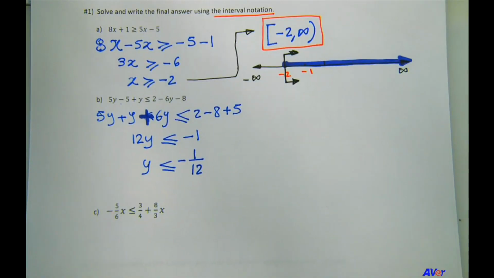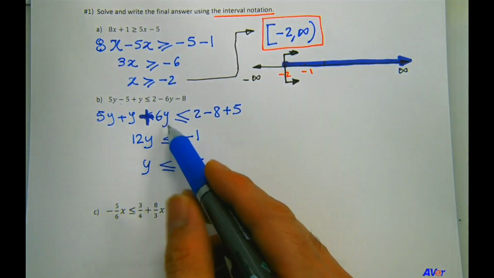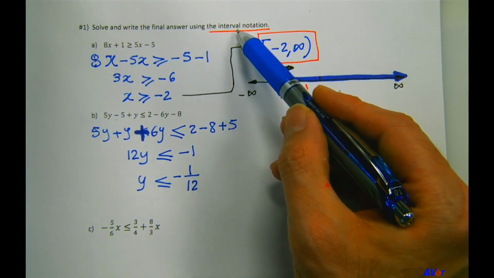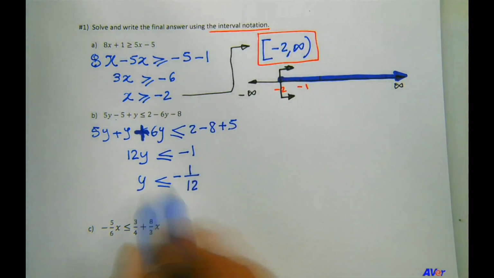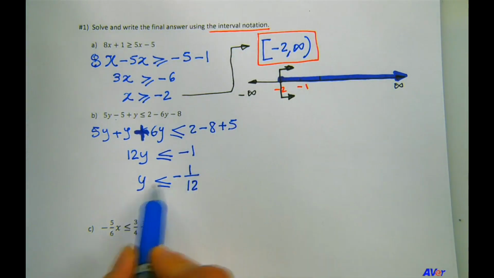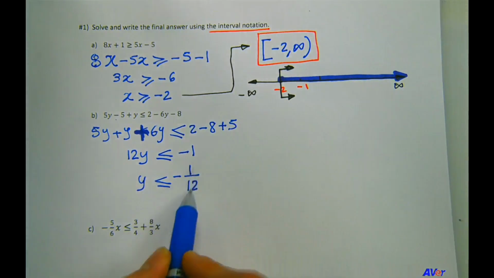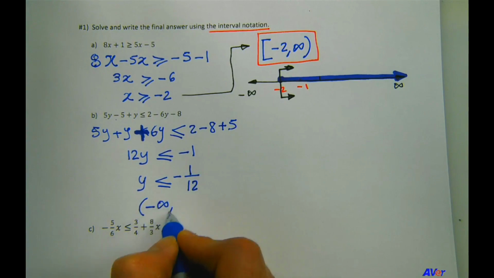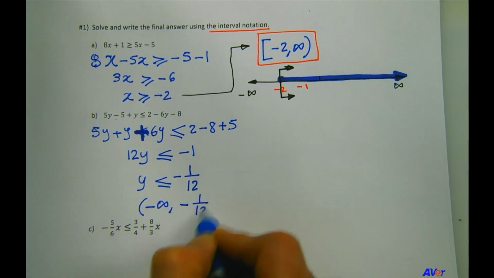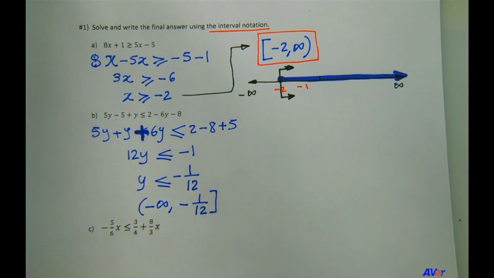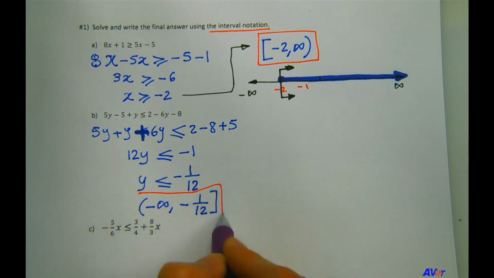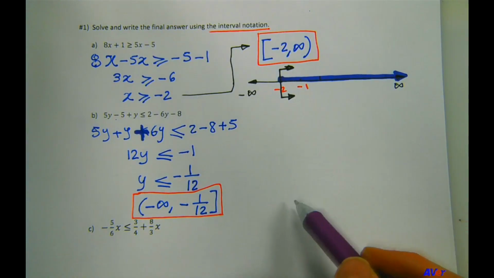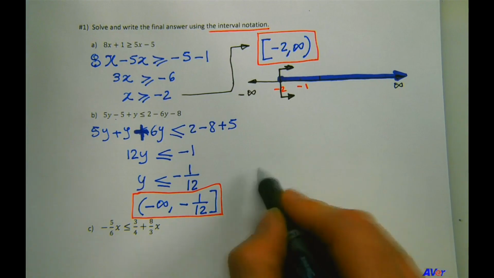Okay? So we've solved the inequality, but we still haven't written our answer using the interval notation. So let's do that. This is anything equal to or less than -1 over 12. So this would be parenthesis -infinity, comma, -1 over 12, bracket. And I hope this answer matches what you have. We have a little bit of blank space here. Let's use that to draw a graph of this solution.